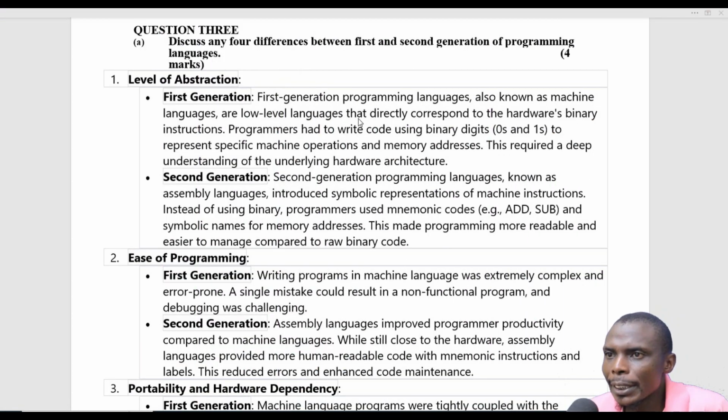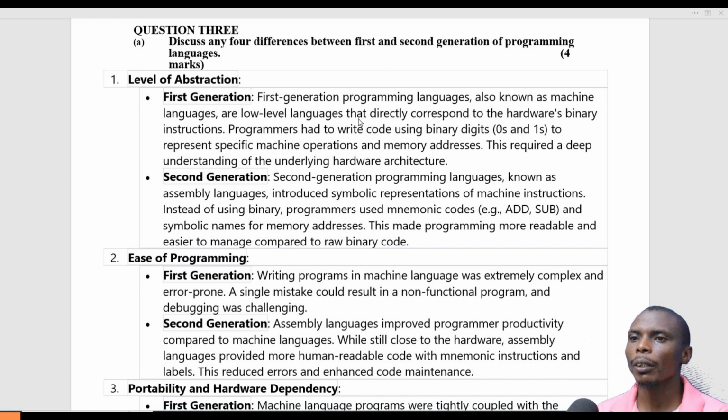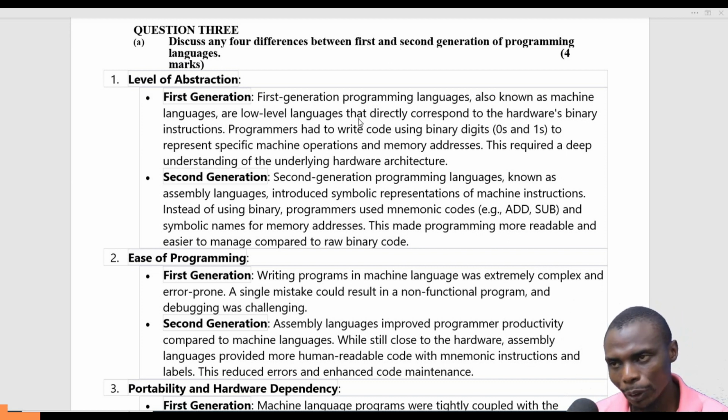So question number 3, discuss any 4 differences between first and second generation of programming languages. So let's start looking at the difference in terms of the level of abstraction. So the first generation computer language used a language known as machine language.